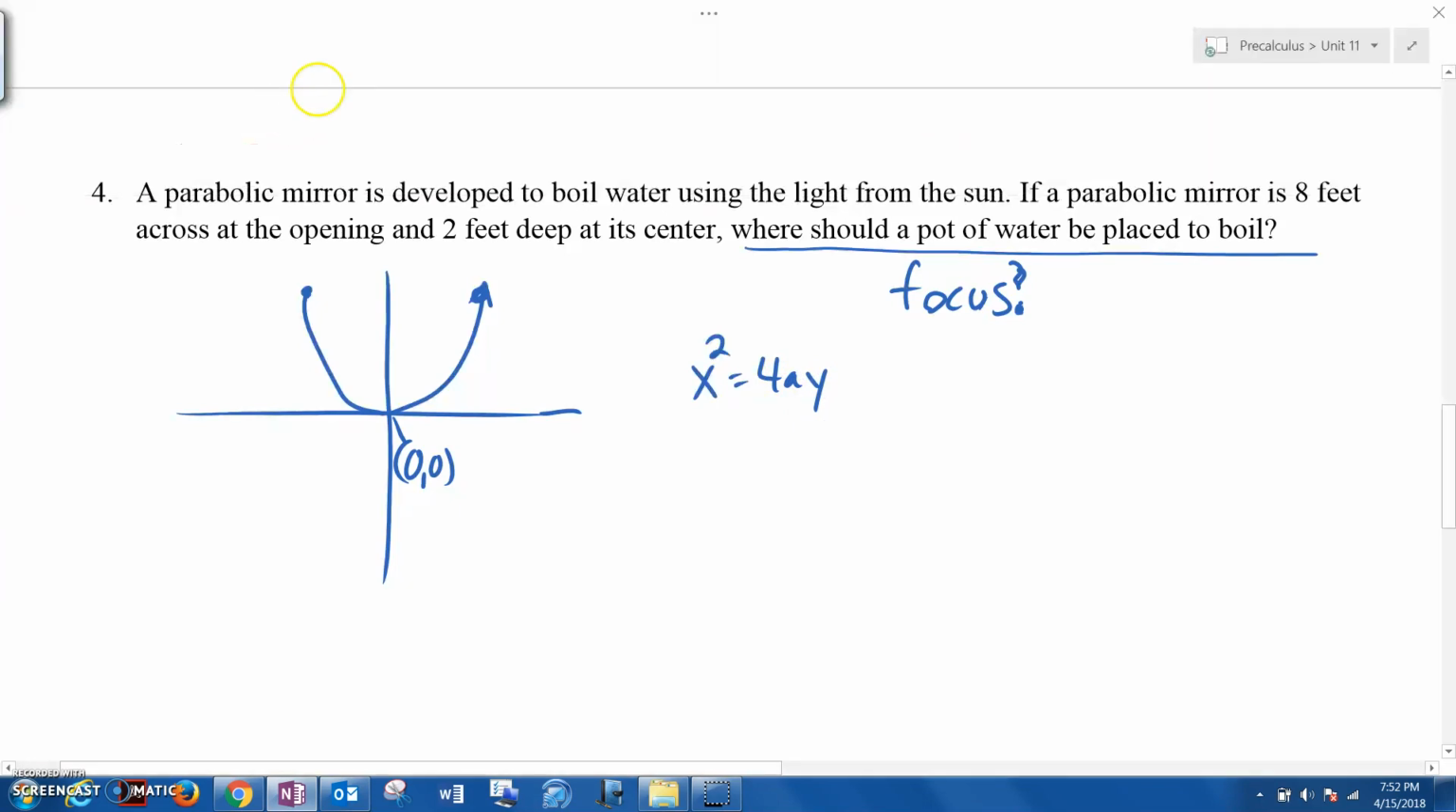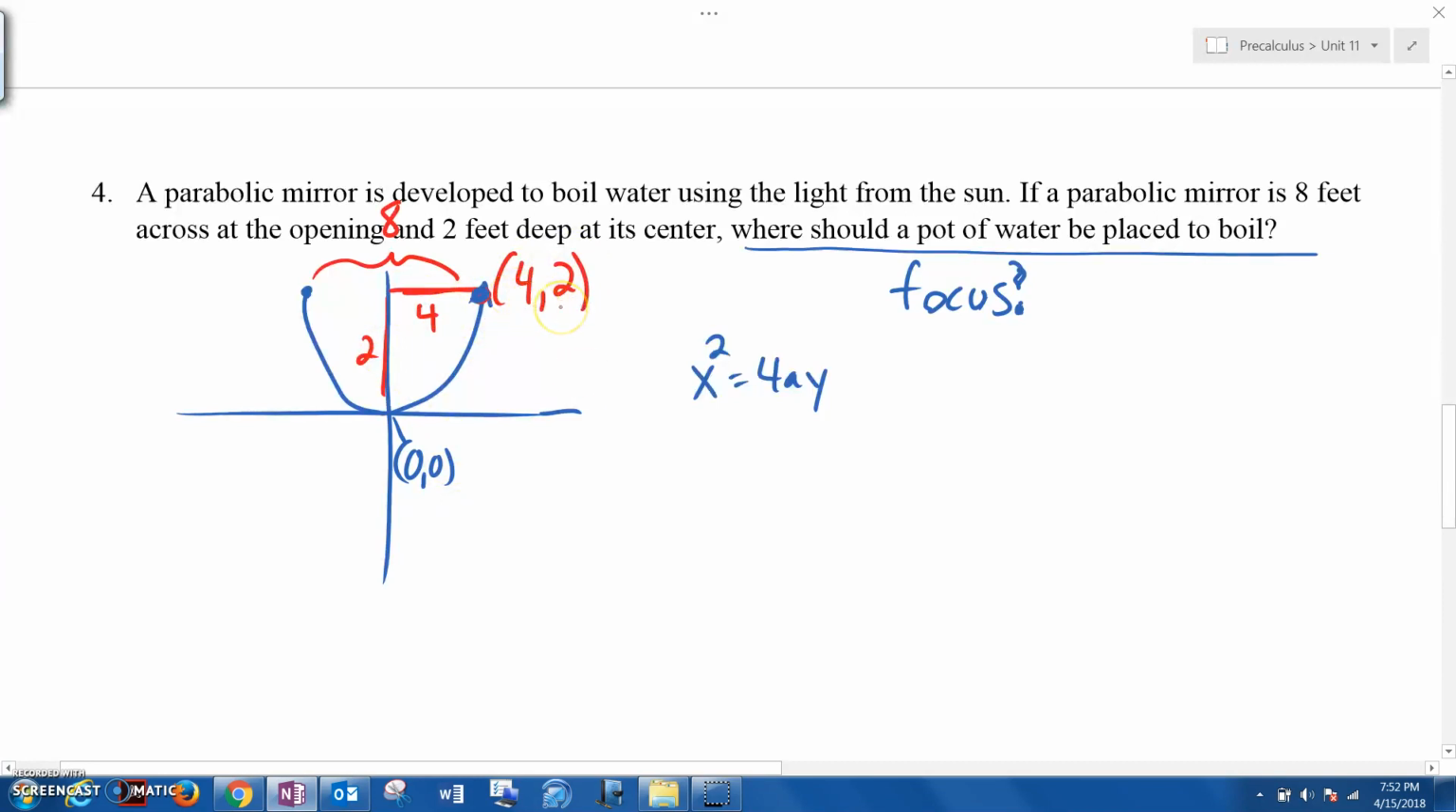Well, to get the other point, it tells you that this whole opening across here is 8. So that means that this length right here is 4. It also says the depth here is 2. So that means that the y value is 2. So that means this point on the parabola is 4, 2. An x of 4, a y of 2.